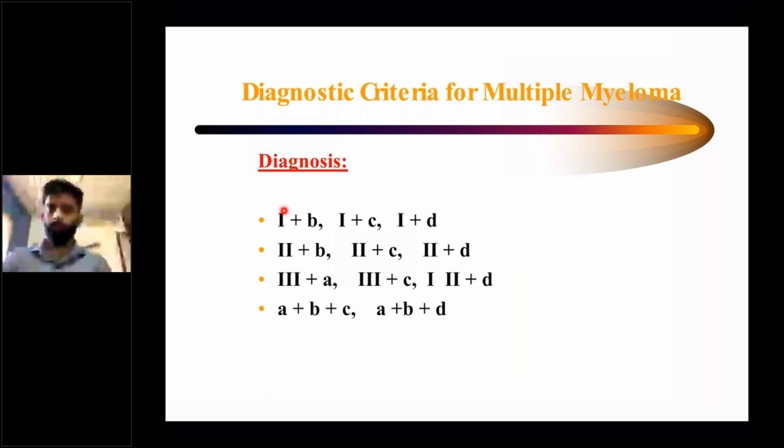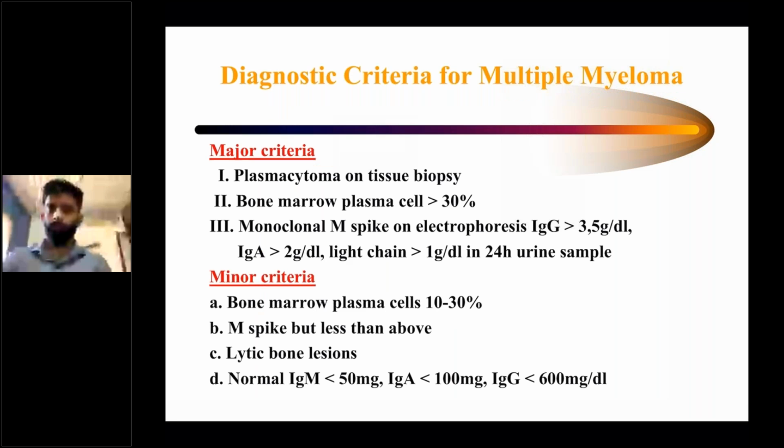So the diagnosis is either 1 plus B, 1 plus C or 1 plus D. That means it has to have one major plus one minor. So 2 plus B, 2 plus C, 2 plus D, 3 plus A, 3 plus C, or 1 or 2 plus D, A plus B plus C, A plus B plus D. So it has to contain either 3 minor criteria, or 1 major and 1 minor criterion, or 2 major criteria. So here you have 1 plus B or C or D, 2 plus B or C or D, or 3 plus B or C or D. That means there has to be an M spike or a lytic bone lesion or normal IgM less than this amount. So that is the diagnostic criteria.